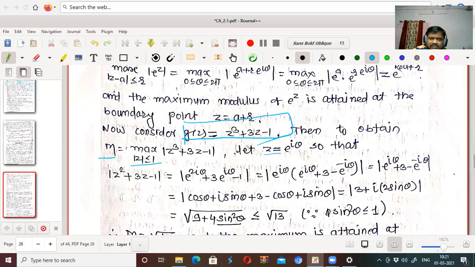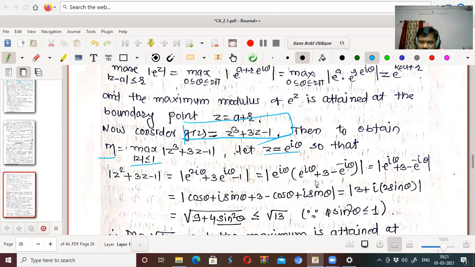Now consider z equal to e to the power i theta. R we have not taken because this is a circle having center origin and radius 1, so R is 1 here. Let z equal to e to the power i theta so that mod of z square plus 3z minus 1 is equal to mod of e to the power 2i theta plus 3 times e to the power i theta minus 1. Take e to the power i theta common, you will get e to the power i theta plus 3 minus e to the power minus i theta.